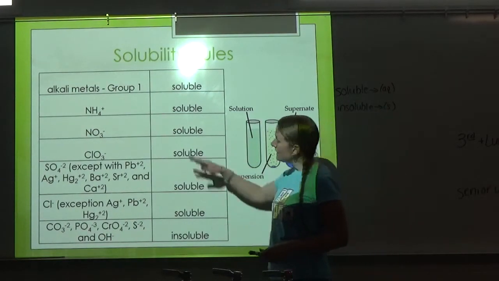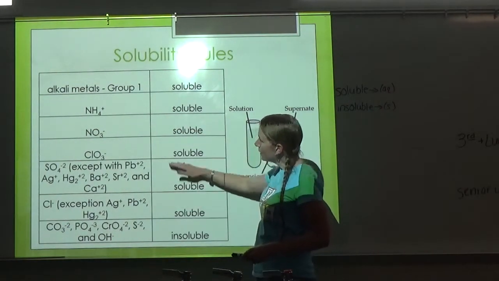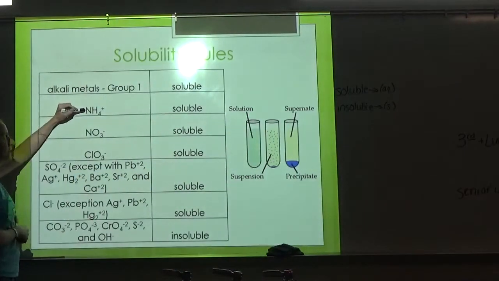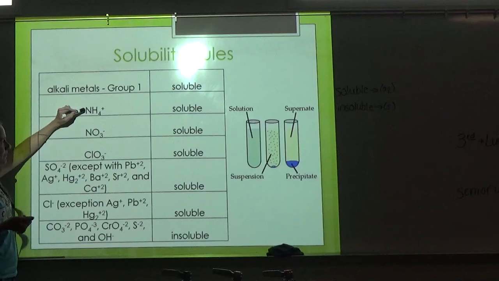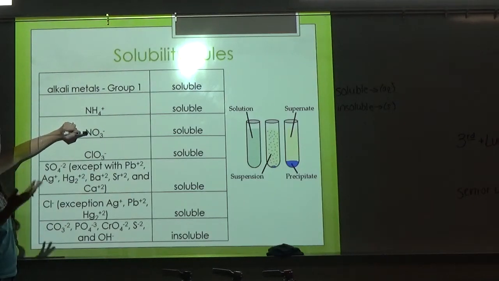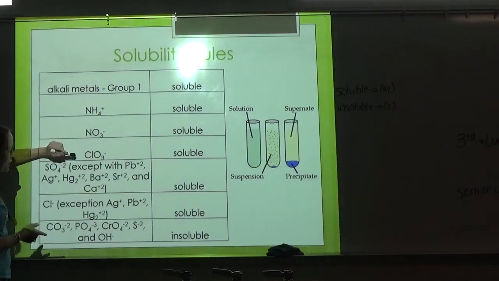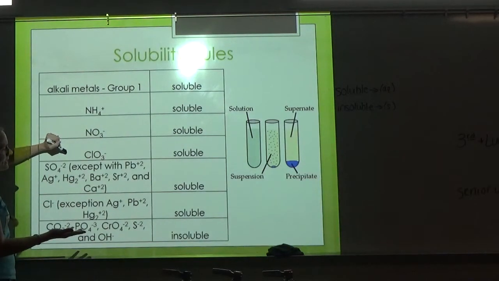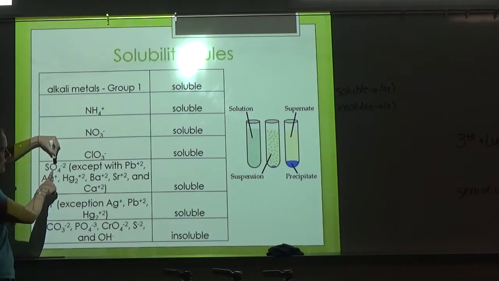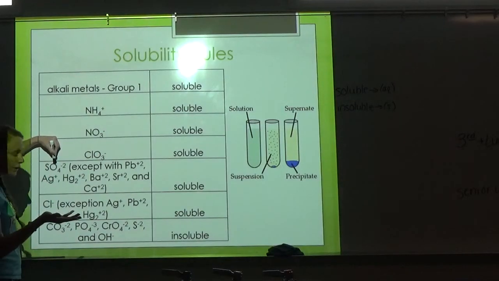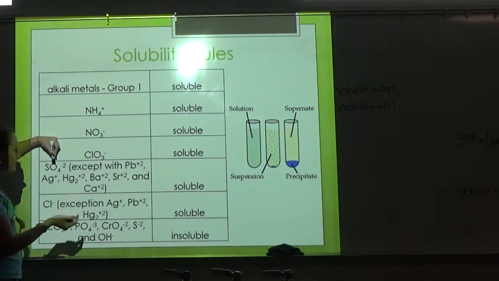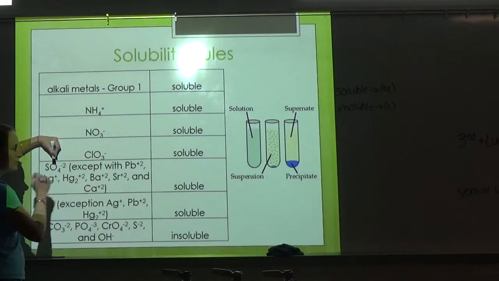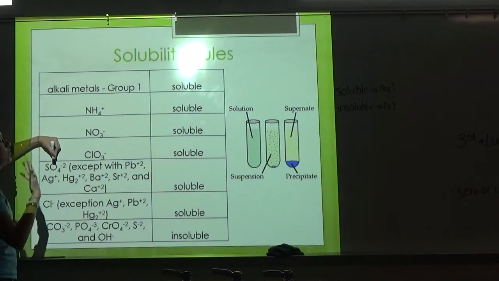You can see that all of these top ones are soluble. So if I see NH4, I know it's going to be aqueous. If I see NO3, it's going to be aqueous, like that. Now, there's a couple with some exceptions. Compounds that contain SO4 are normally soluble, except if they're with Pb, Ag, Hg, Ba, Sr, or Ca.